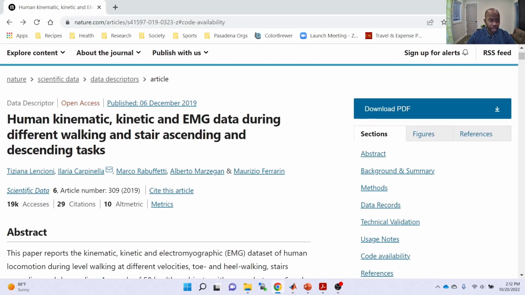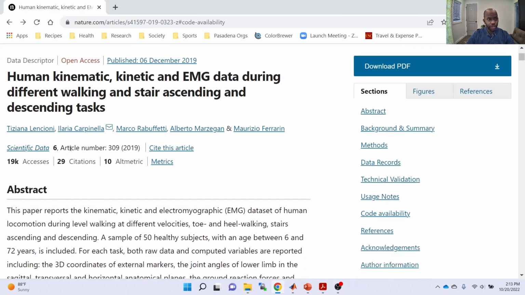So this is a data set that contains a lot of the types of data you might be interested in studying in the context of human movement. So here, this is particularly a study of walking and stair ascent and descent, where we have access to kinematic data, so marker data, kinetic data, so data from force plates, and then EMG data related to muscle activations.